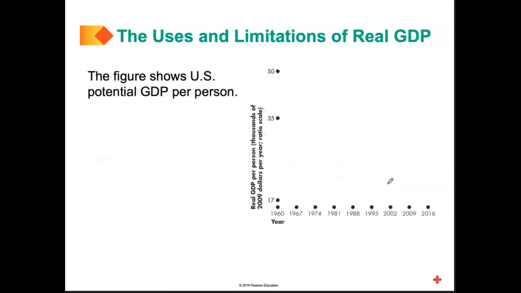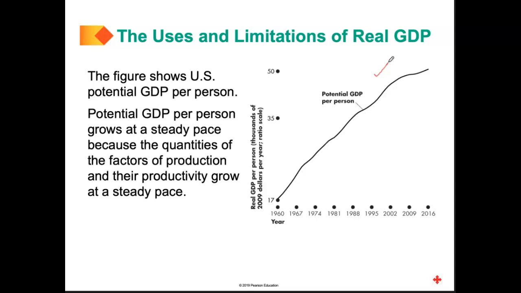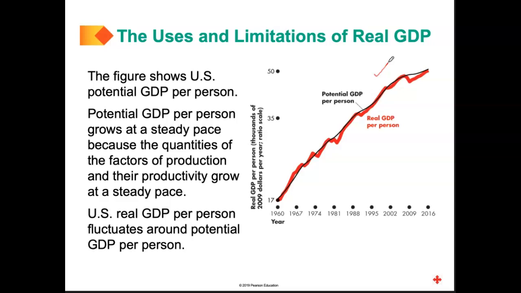We have this graph that shows potential GDP per person in the United States, at least up to 2016, as we don't have current data yet. This is the solid black line. It is the real income the average person in the United States should earn if all the resources in the United States are utilized. But due to external economic shocks, real GDP per person, the actual GDP, does not follow the potential GDP per person line. It fluctuates around it, and this is due to economic shocks.